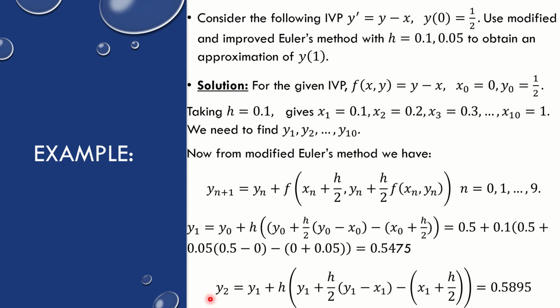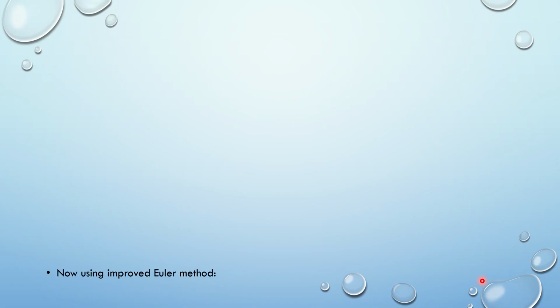The same thing can be done for y2 as well. It's y1 plus h, y1 plus h by 2, y1 minus x1, minus x1 plus h by 2. Now putting all these values back to get 0.5895, and you may compare these values, how close they are to the actual value, and that can be done in this table.